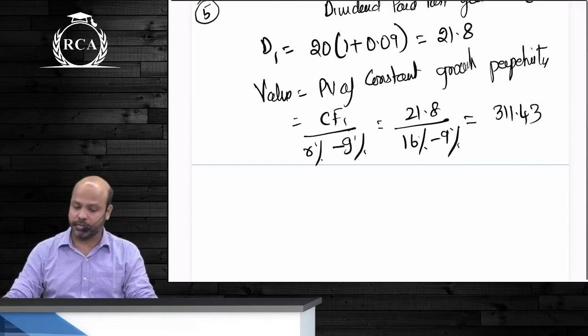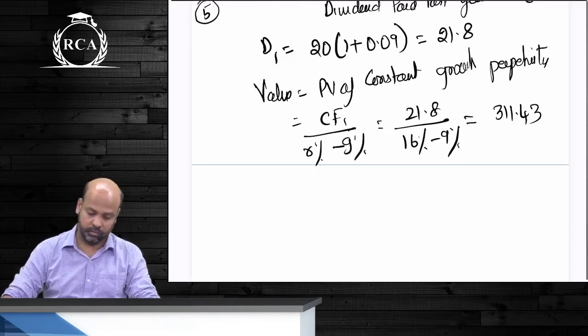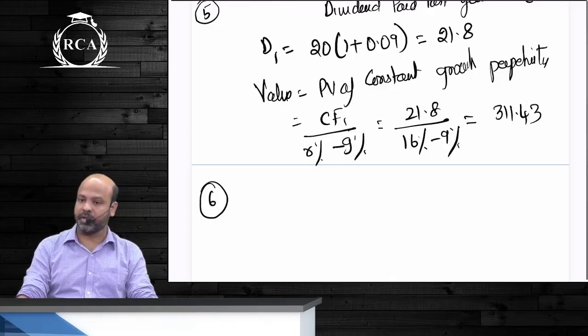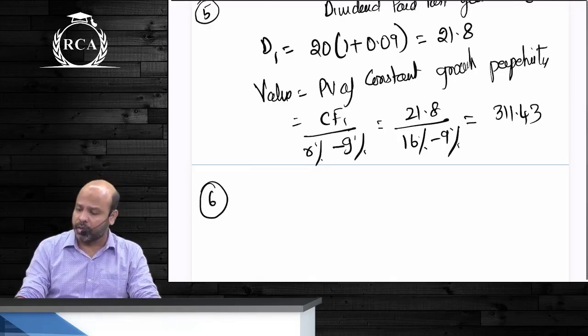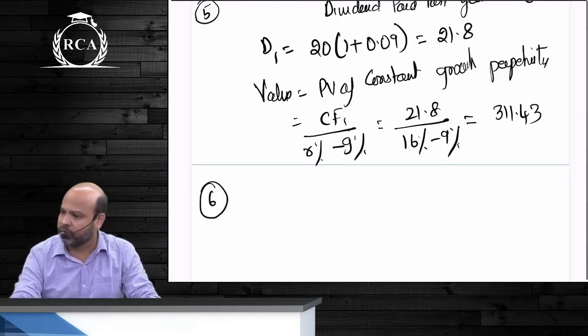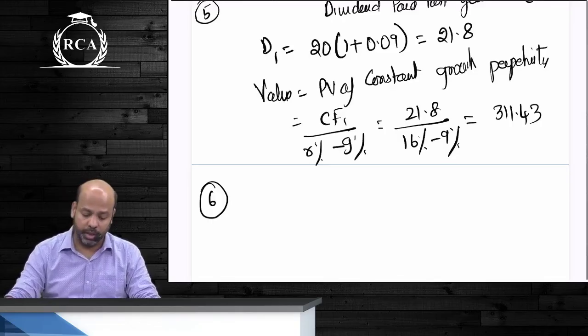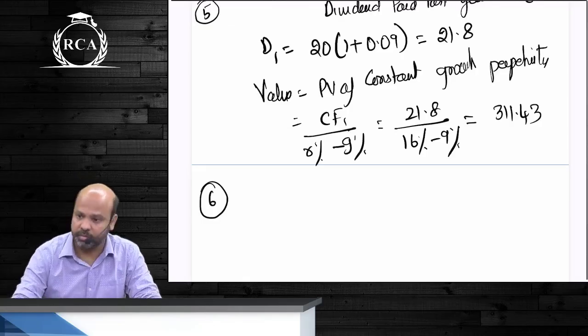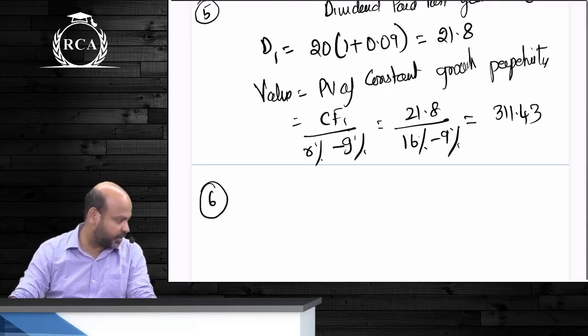Did you understand or not? The present value of the instrument, or the value that you will be willing to pay for it, will be 311.43. Any doubt in this, guys? Yes or no? Next example.